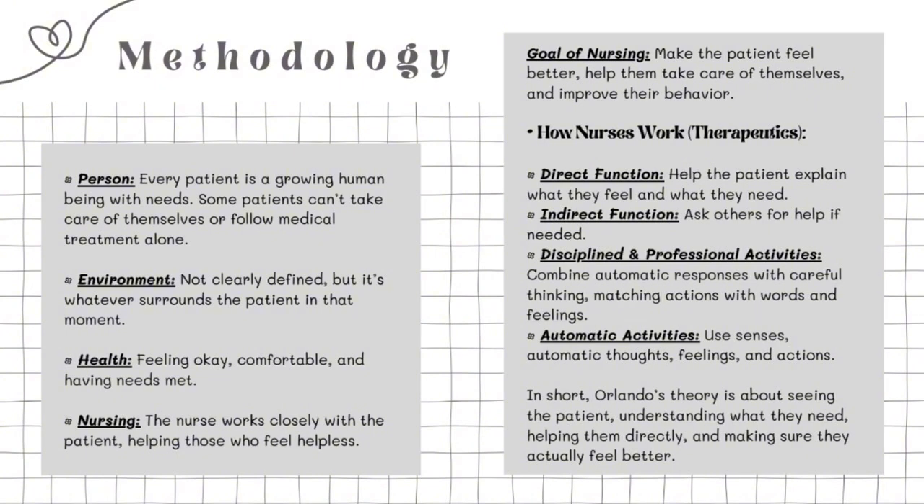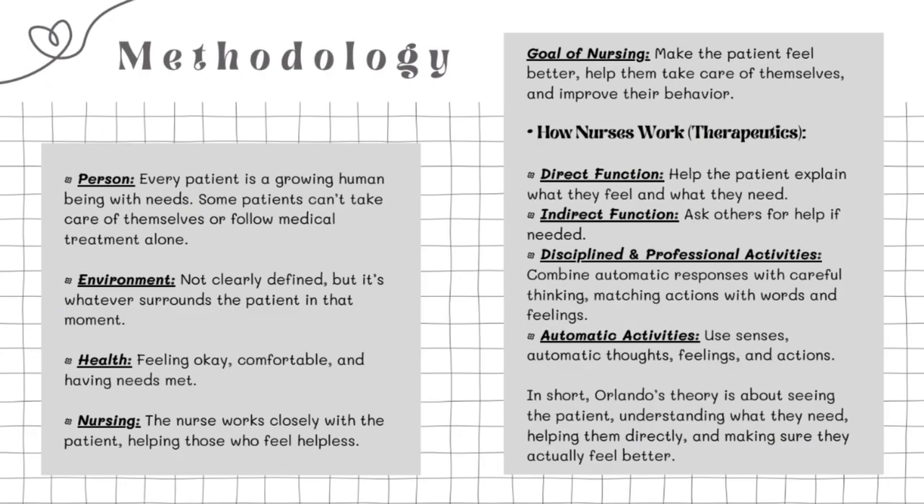So we have here the four meta paradigms: person, environment, health, nursing. So person, every patient is a growing human being with needs. Some patients can take care of themselves or follow medical treatment alone. And the second one is environment. It is not specifically defined, but it refers to whatever surrounds the patient at the particular moment. Health. This means the patient should feel okay, comfortable, and have their needs properly met. And lastly, nursing. The nurse works closely with the patient, especially helping those who feel helpless.